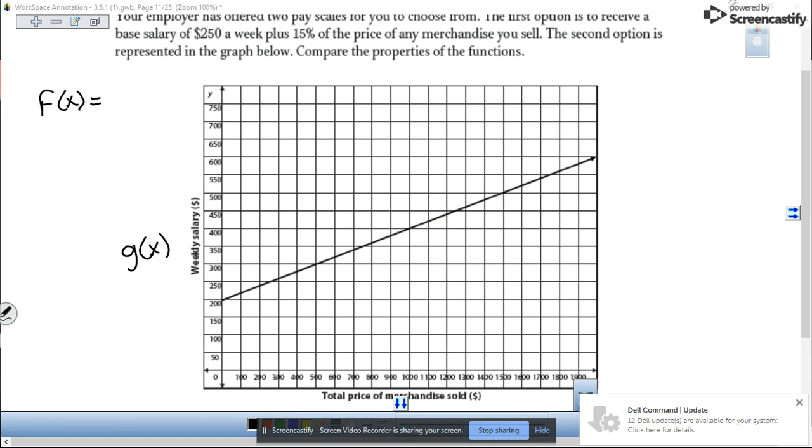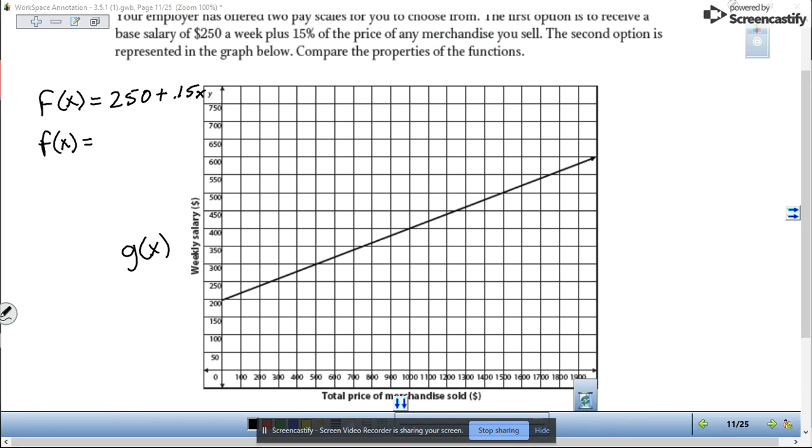Well, the base salary was $250 plus I get 15%, that's 0.15, of all the stuff that I sell, which would be x. So just a basic linear, and we should remember that that's not in slope-intercept form. I wrote it backwards, right? So that should actually be 0.15x plus 250. All right, so that's what we're comparing. We're comparing f of x to g of x.